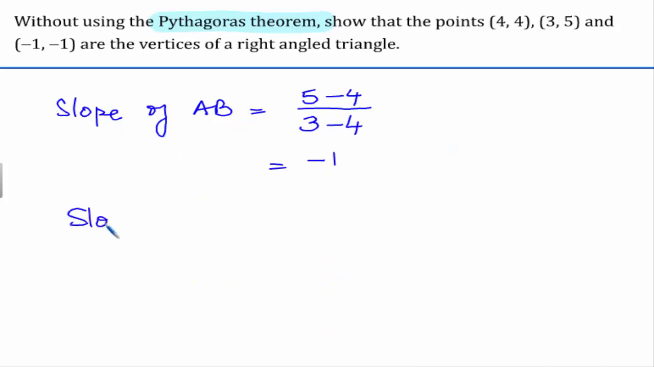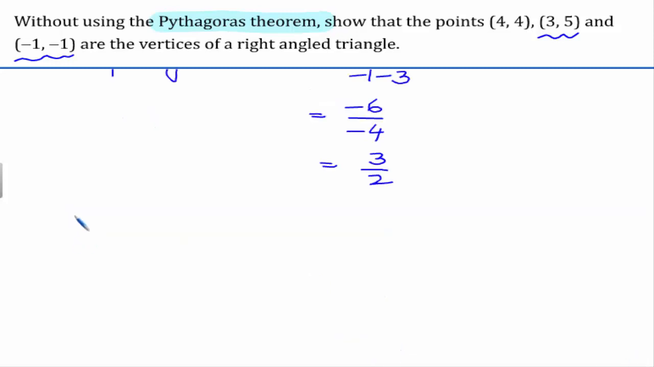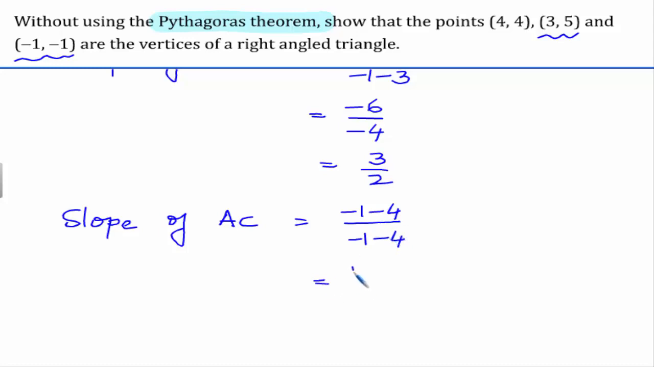Similarly, let us find out the slope of BC. Here B is this and C is this, so it is -1 minus 5 by -1 minus 3, which is -6 by -4, that is 3 by 2. Now let us also find out finally the slope of AC. So C is here, A is here, so -1 minus 4 by -1 minus 4. This is -5 by -5, which is 1.